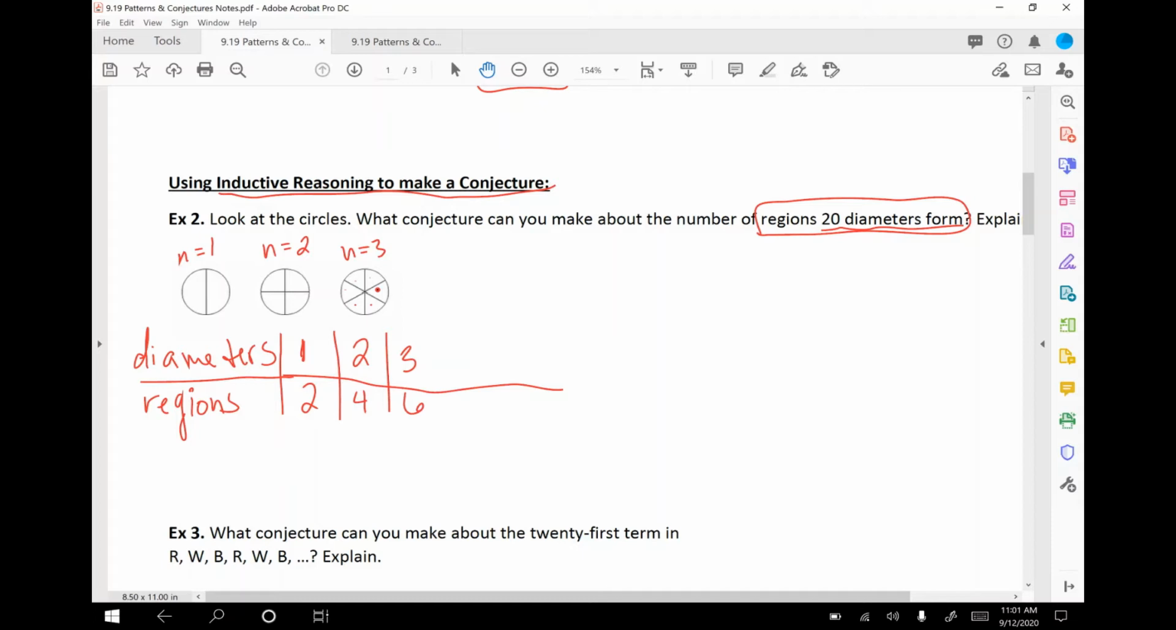We've got enough evidence to make a pattern here. What do you do to the number of diameters to give you the number of regions? Well, we can see we multiply it by 2. 1 times 2, 2 times 2, 3 times 2. So the number of regions is twice the diameters. You can say regions equals 2 times the diameters.